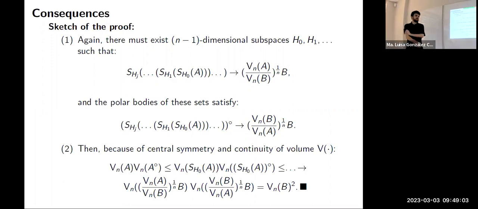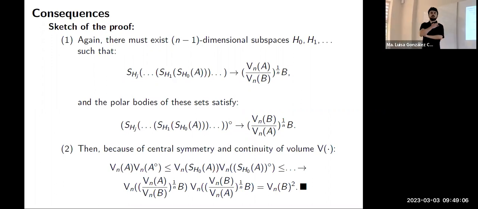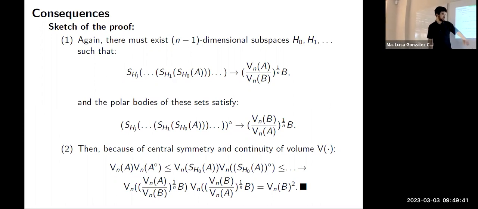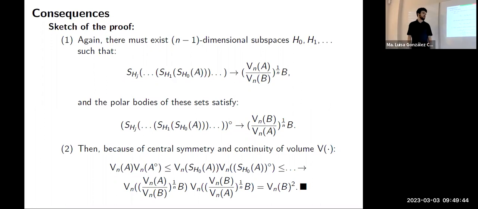Because of central symmetry and continuity of the volume, one gets the following: that the Mahler volume, which is the volume of A times the volume of the polar body, is less than or equal to the volume of the symmetry of A times the volume of the polar of the symmetry of A. That keeps growing until it converges by continuity of the volume to the product of the volume of this ball and the volume of this ball. When you compute, this is equal to the volume of the ball squared.